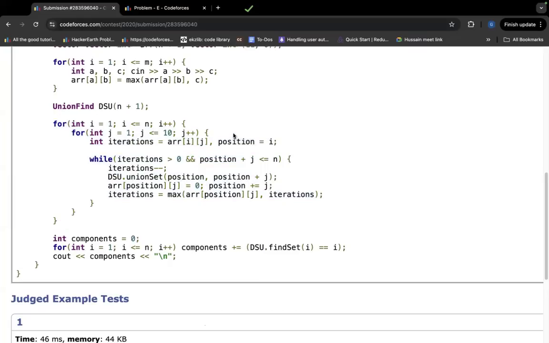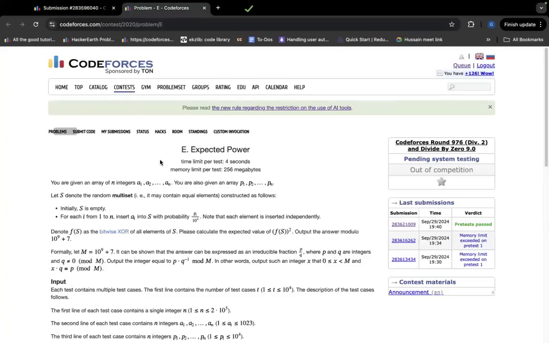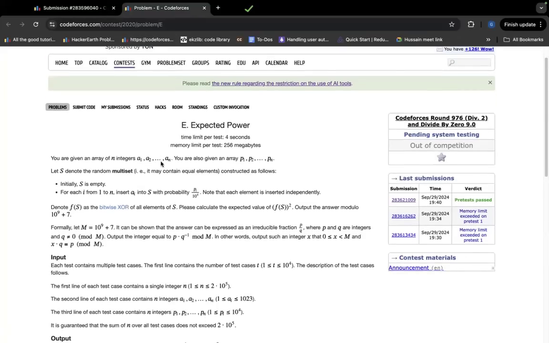All right. So if that is done, moving on to problem E. Problem E is called expected power, and this problem is a very good instructive problem, and we'll be going through it one by one. So if you are able to solve A, B, C, D, let's move on to problem E. Even if you weren't able to solve A, B, C, D, I'm going to explain problem E from scratch.